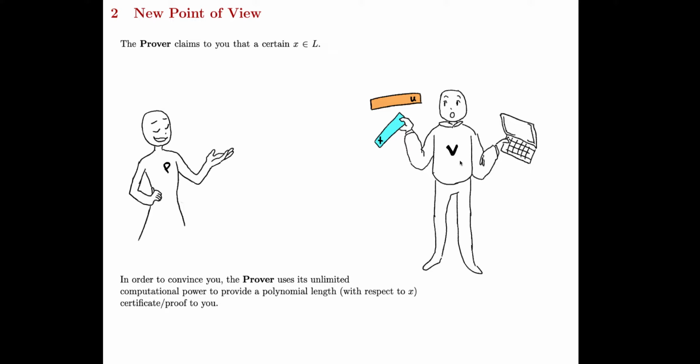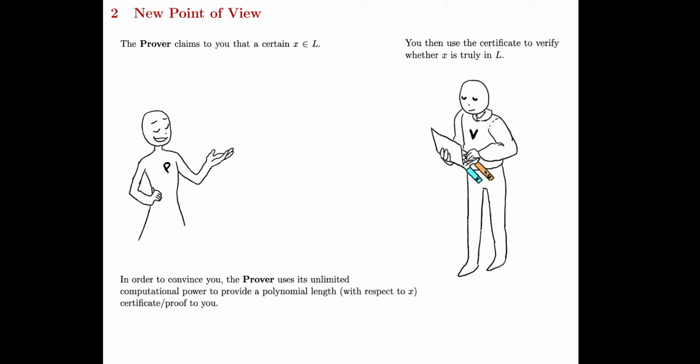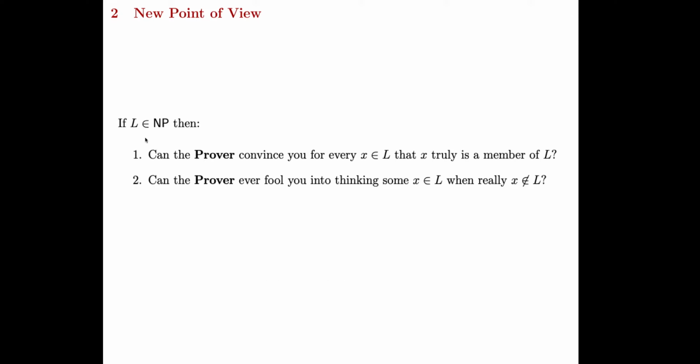Since you are a polynomial time verifier, you can use the certificate U along with the string x, and your verifier will either output that x is not in the language, or that x is in the language. Either way, you run a polynomial amount of computation and get your answer. So this setup is for if L is in NP.